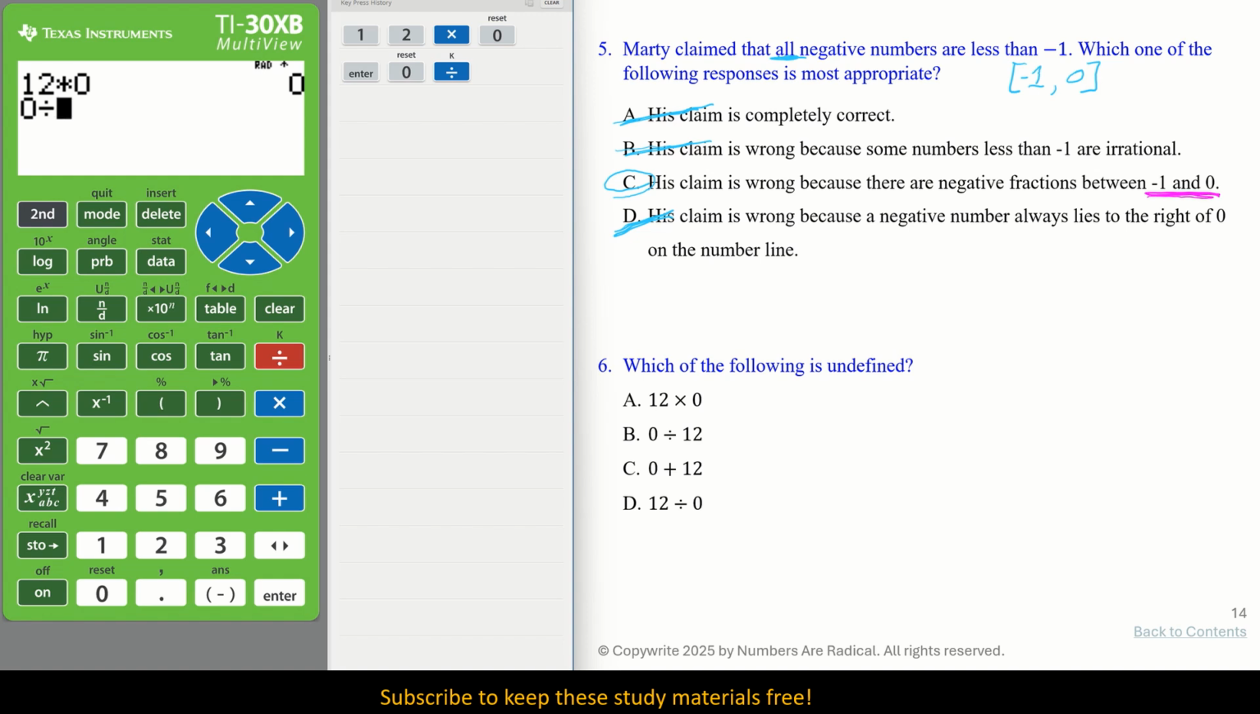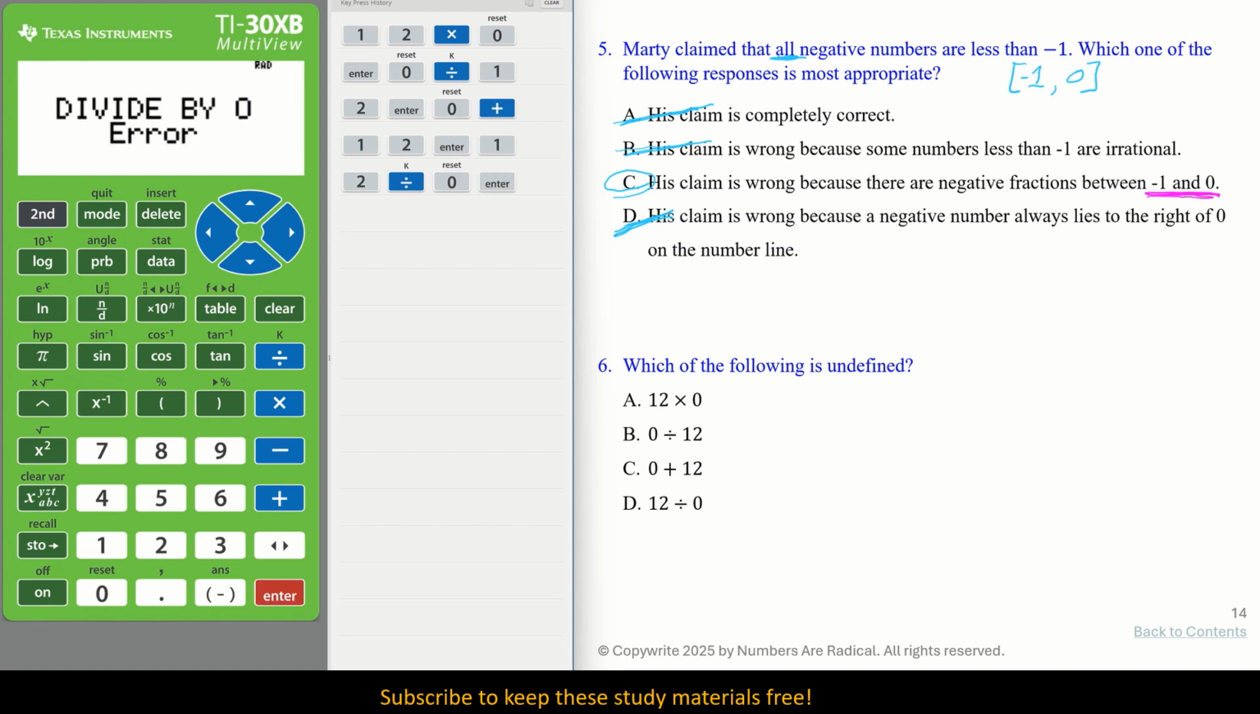Now let's do the next one. 0 divided by 12. 0 again. It is defined. It has a value. 0 plus 12. Of course, it's 12. It has a value. It is defined. Let's look at D. 12 divided by 0. Yeah, that is our error, because we cannot divide by 0. That is undefined, and it would indicate an asymptote on a graph. Okay, so D is the option that we need.